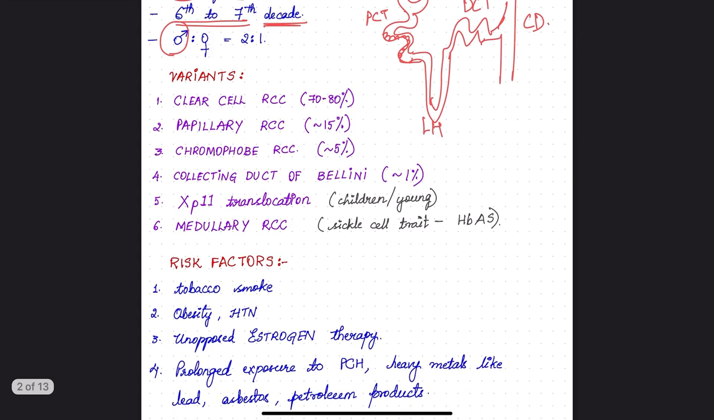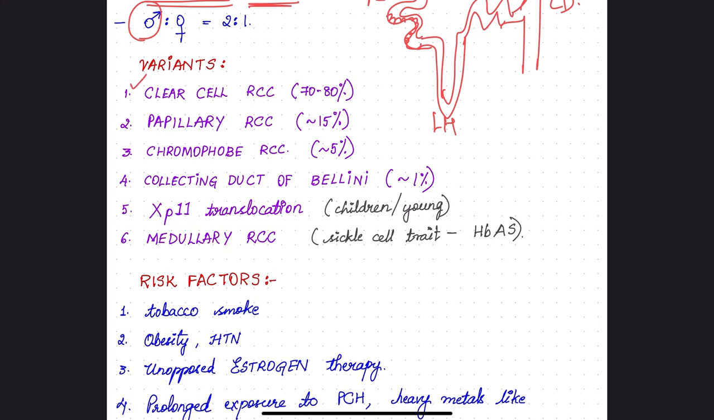The variants of RCC are the clear cell variant, which we will study today because it is the most common variant, contributing about 70 to 80% of the cases of RCC. The second most common is the papillary variant, which contributes almost 15%. The chromophobe variant accounts for about 5% of the cases. The rarest variant is the collecting duct of Bellini, at about 1% or less.